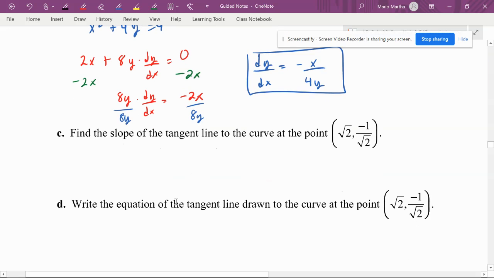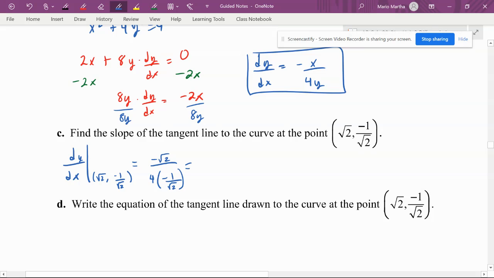And then looking at question C, find the slope of the tangent lines to the curve at the points square root of 2, comma, negative 1 over root 2. So dy dx, right? So we want to use a point notation. So dy dx at our point, square root of 2, comma, negative 1 over root 2, is equal to, we substitute square root of 2 for x. So that's going to be negative square root of 2. At the bottom, we're going to have 4 times negative 1 over square root of 2.